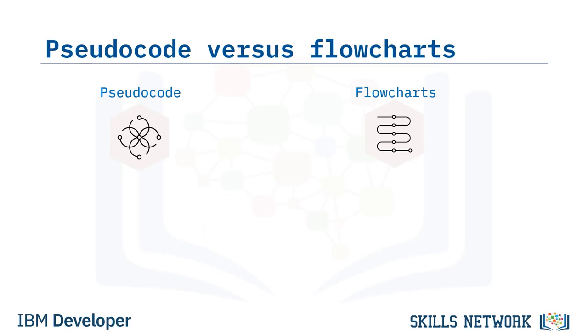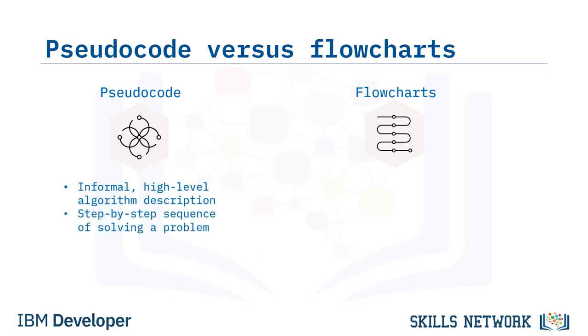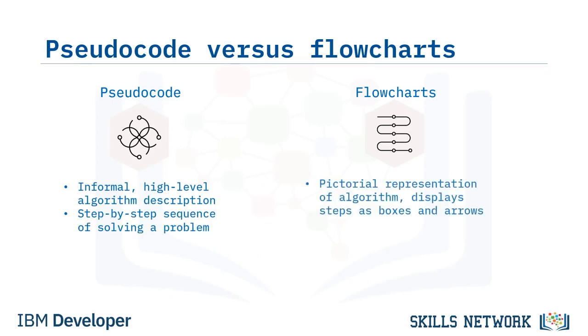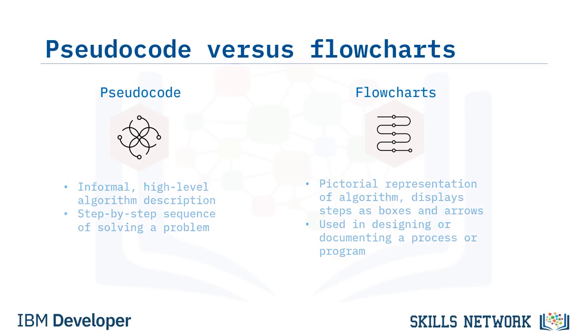The main difference between pseudocode and a flowchart is that the former is a basic high-level description of an algorithm. An algorithm is a step-by-step sequence of solving a given problem. A flowchart is a pictorial representation of an algorithm, showing the steps as boxes of various shapes and colors connected by arrows that indicate their order. Flowcharts are used in designing or documenting a process or program.